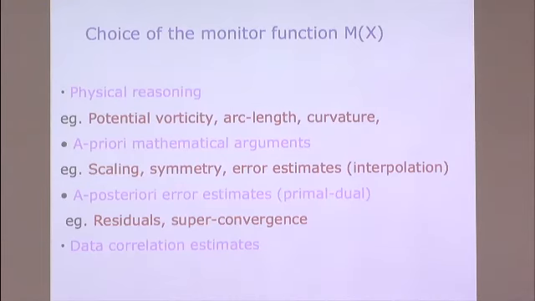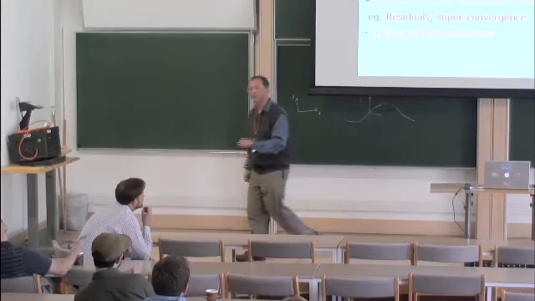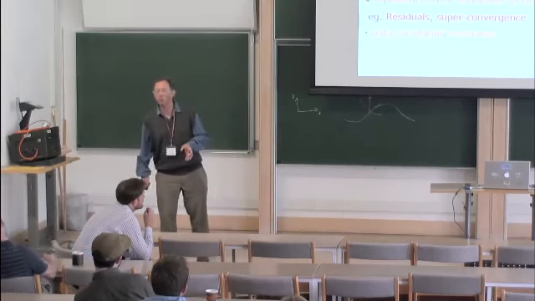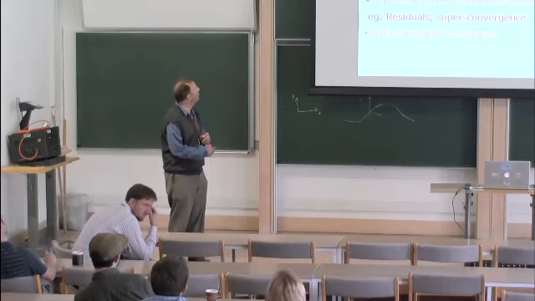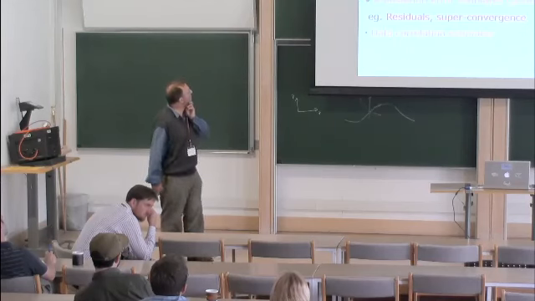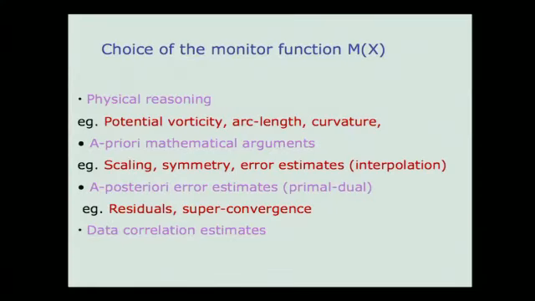And so from a meteorological point of view, potential vorticity or something closely related to potential vorticity, it turns out very often to be an extremely good choice. Chiara Piccolo in her talk yesterday was using a form of potential vorticity as her monitor function. Another very commonly used one is arc length, which is essentially a normalized gradient. However, you might also want to use curvature. So these are physical reasons.